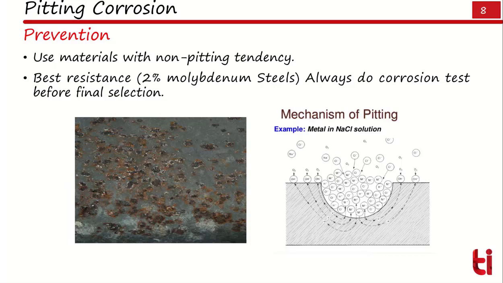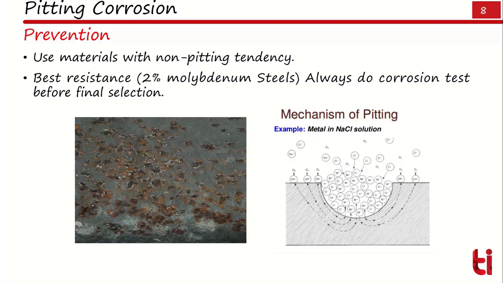How can one prevent pitting corrosion? You can do this by using metals which do not show a tendency to form pits. So one can use materials with non-pitting tendency. Now, the important question is whether your design parameters allow that or not; one needs to keep looking. If that is a possibility, that is the best solution.